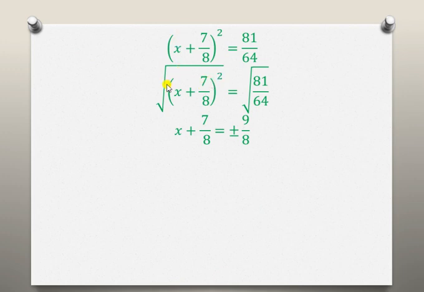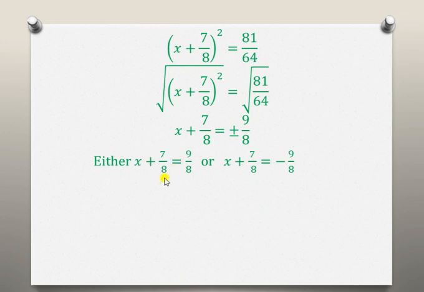Then here the square cancelled with the square root. So that is how we came up with this expression. Then since we have a positive or negative, we shall equate this to a positive value of this and later equate it again to the negative value of that. And that will give us our solution.